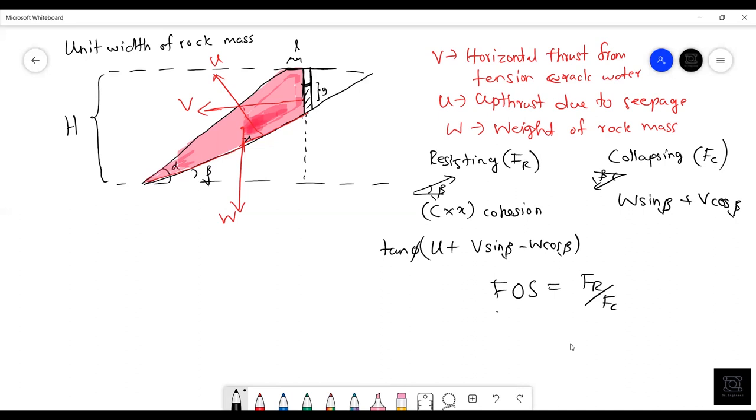Fairly simple. Now the problem is how to find U, V and W. To find W, you have to find this shaded area, A. To find that shaded area, you have to find this length. This length is obviously H by tan alpha. Next, you have to find this height, that is H by tan alpha into tan beta. Now you can find the area of this larger triangle. Here there is an additional portion, this part.